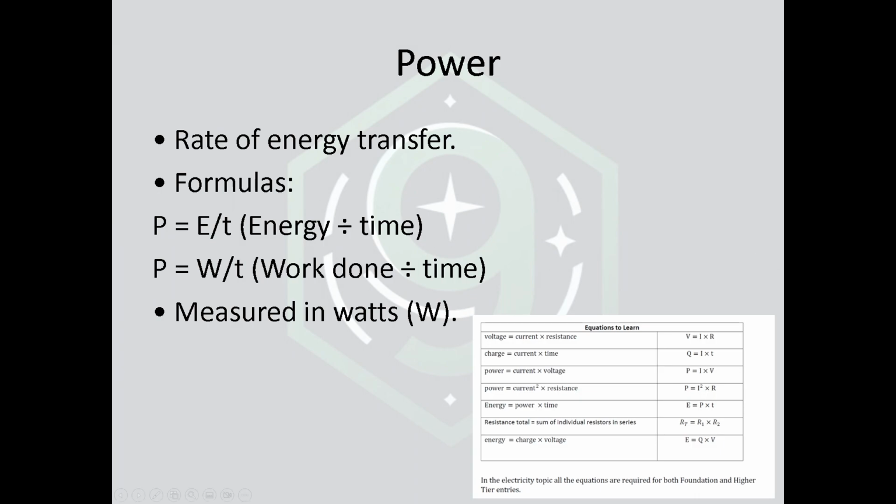And on the bottom right here, I have put a screenshot of the other related equations, but this drifts more into topic 2, which is electricity. So voltage equals current times resistance, charge equals current times time, power equals current times voltage. But this is more of a topic 2 thing, but I just wanted to highlight that there are some equations that do fall into topic 1 here.